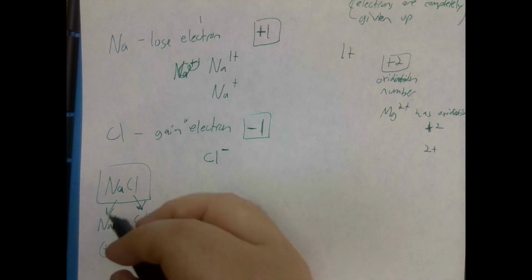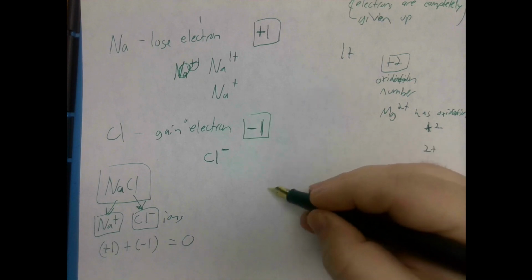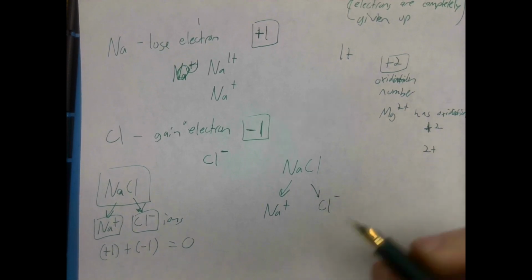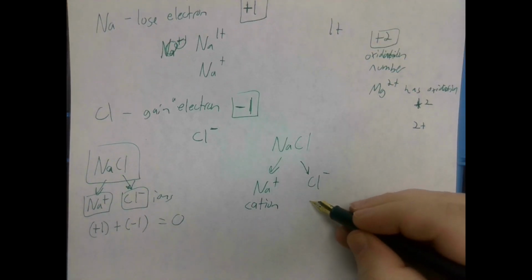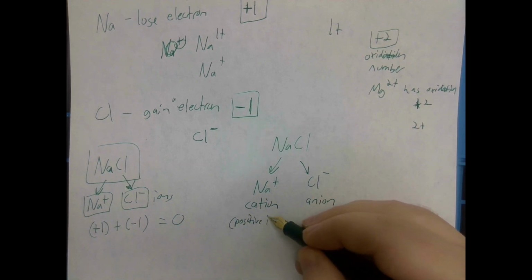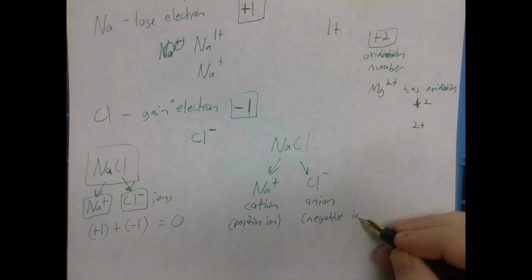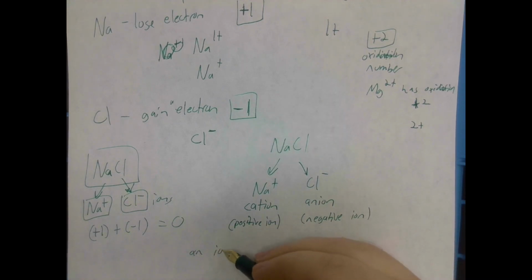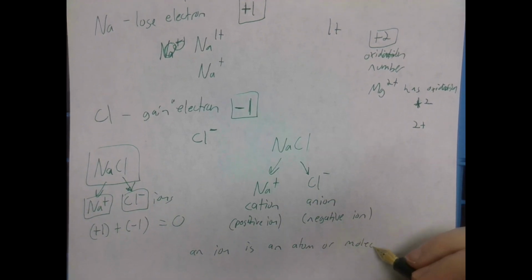We call these two things right here ions. Particularly, and rewrite it. The positive ion is called a cation, and the negative ion is called an anion. So this is a positive ion, and this is a negative ion. An ion is an atom or molecule that has a charge.